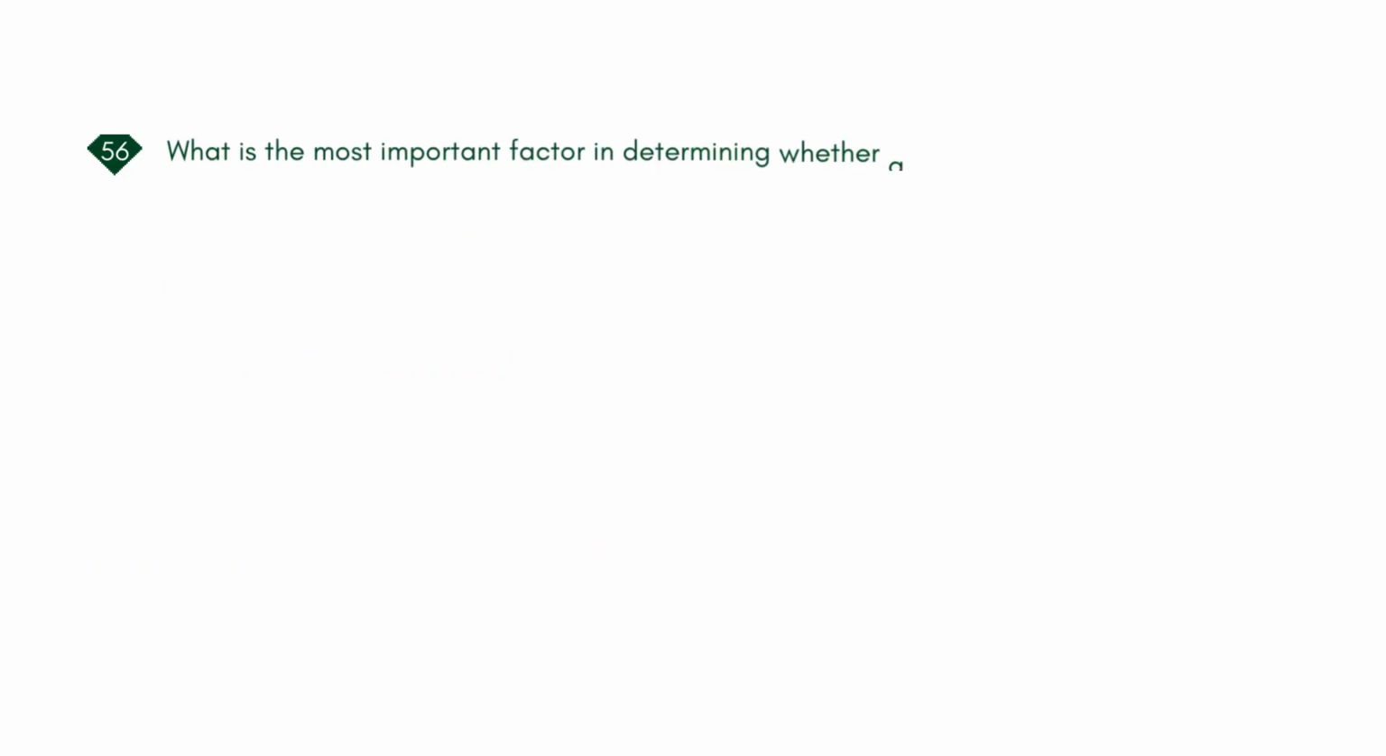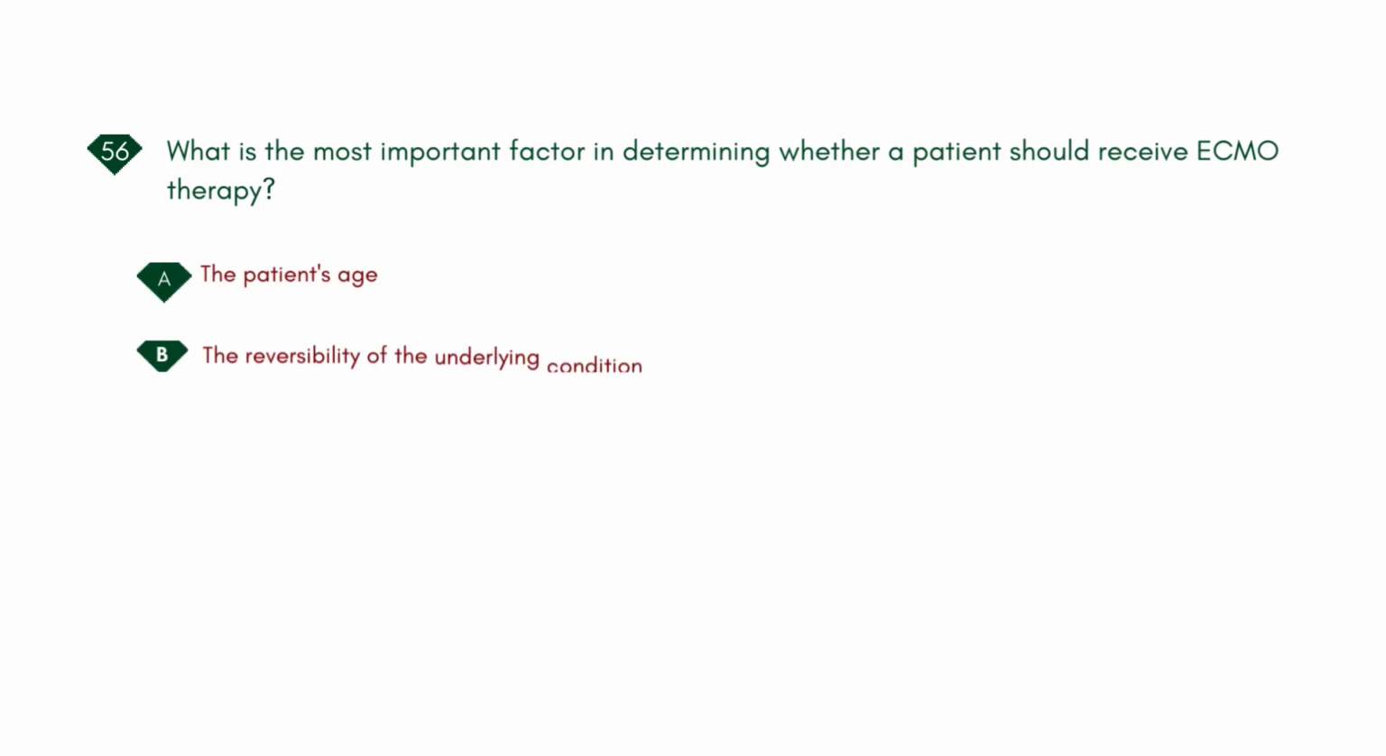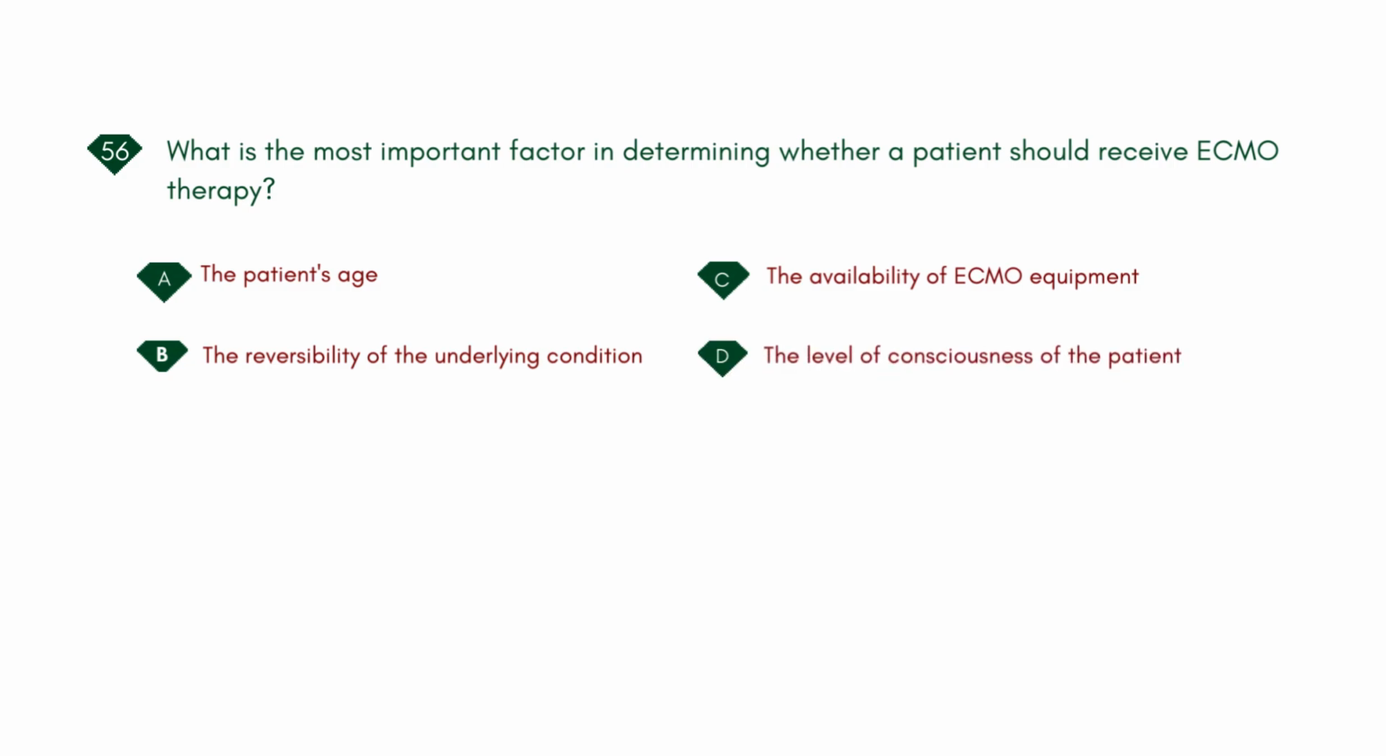What is the most important factor in determining whether a patient should receive ECMO therapy? A. The patient's age. B. The reversibility of the underlying condition. C. The availability of ECMO equipment. D. The level of consciousness of the patient. Answer: B. The reversibility of the underlying condition.